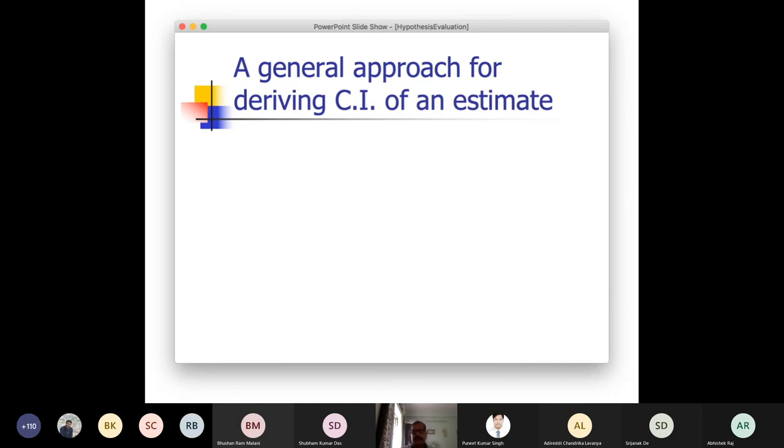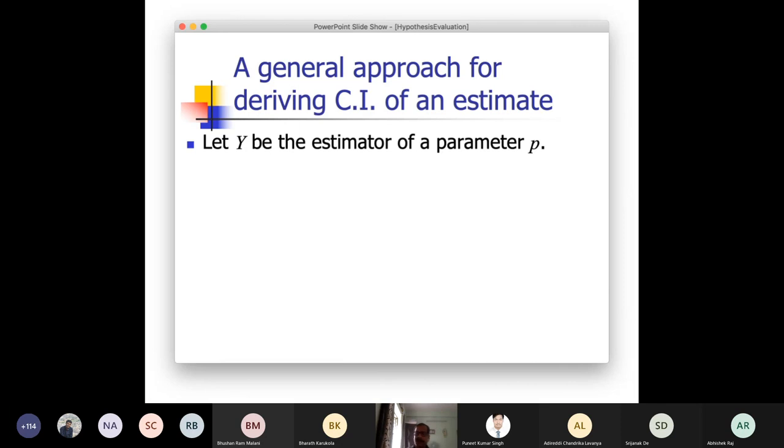So what should be a general approach for deriving the confidence interval of an estimate? Let us consider that, and then that would give us the answer in this way. Let us consider that y is the estimator of a parameter p. So y is the random variable, which is the estimator itself.